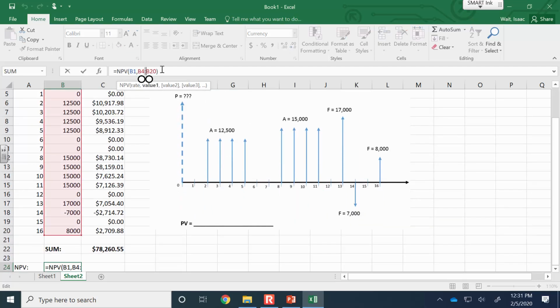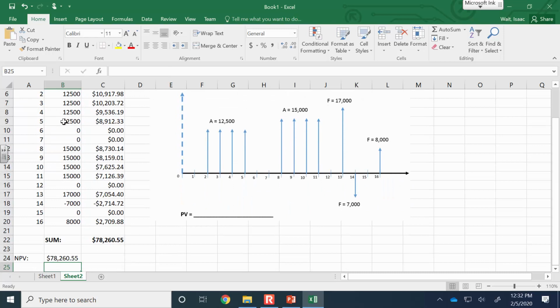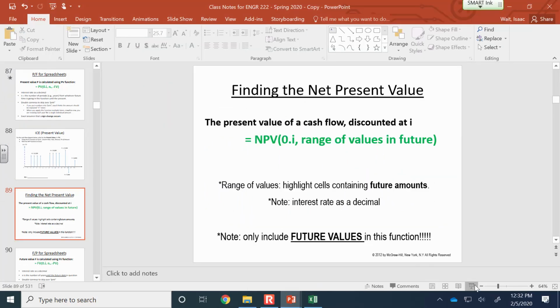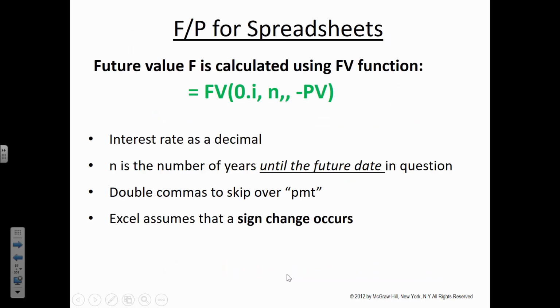So you've added kind of an extra year into the sequence of dates. And so that's why it's important that you only include the future amounts. And then if there is some amount at time 0, then you'd add it separately outside of the NPV function. And then you'd get the correct 78,260. Caps, bold, and underlined, and exclamation marks. So I'm falling all over myself to emphasize only include future values in the function.